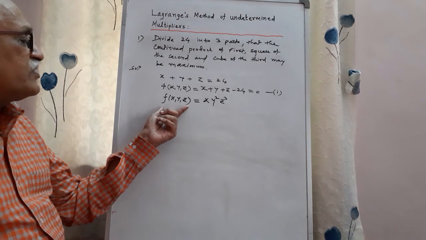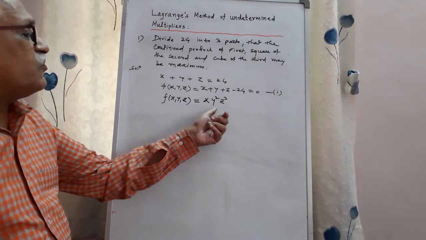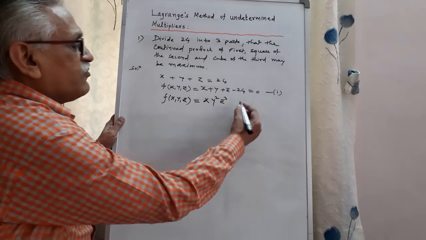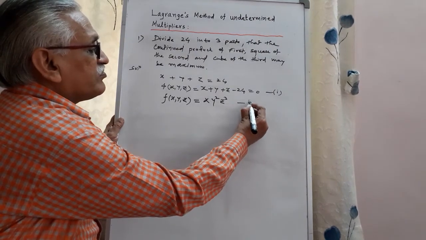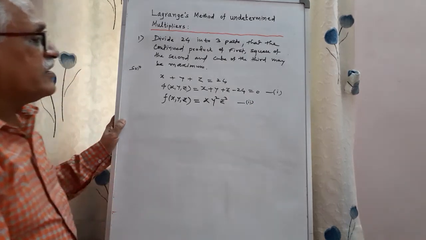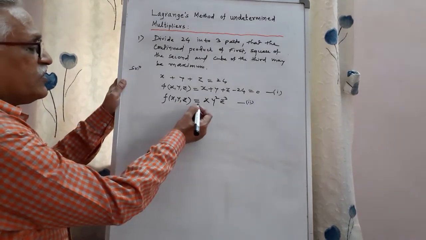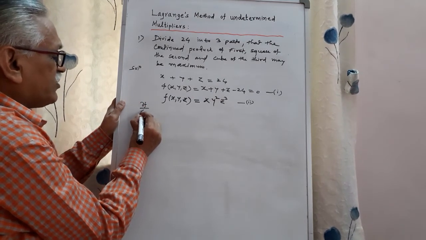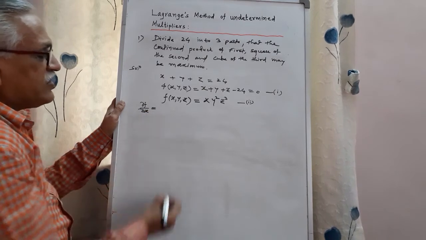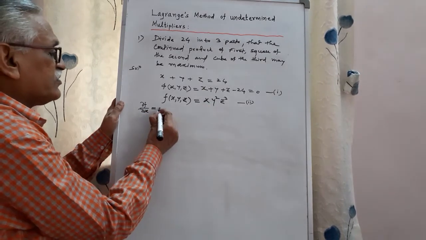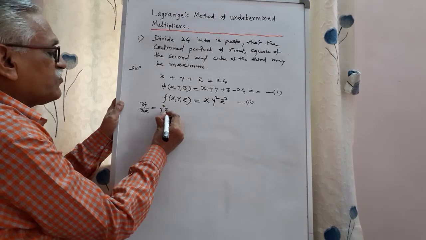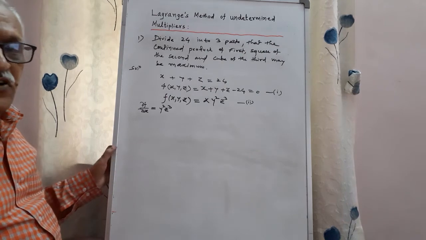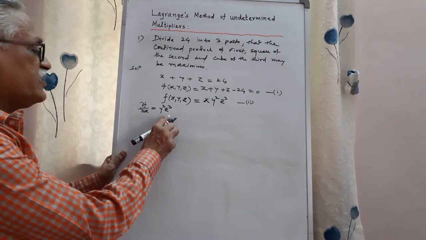Therefore, we consider that function as x into y square into z cube, a continued product, which must be a maximum. Therefore, we call this as second. Then, differentiating this with respect to x, y, z. First, we find the derivative of f with respect to x, keeping y and z constant. Therefore, its derivative is y square z cube, the constant term we can take outside, and the derivative of x with respect to x is 1. Therefore, we get this one.